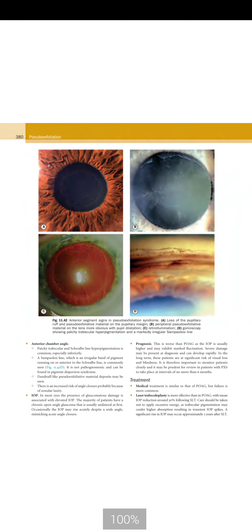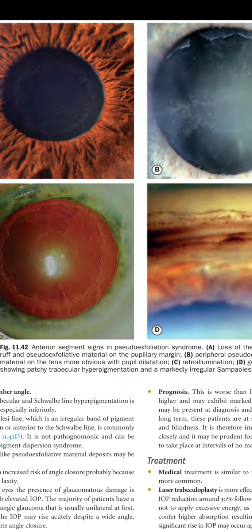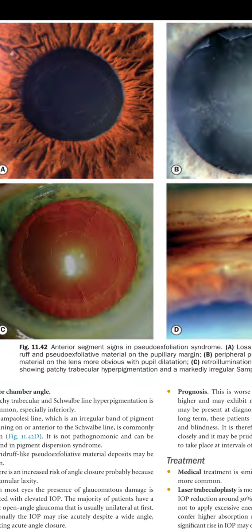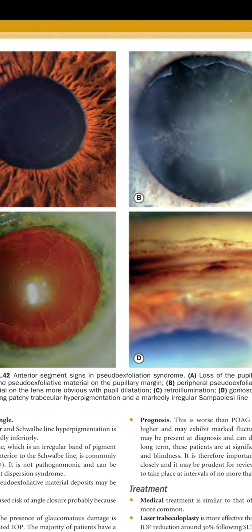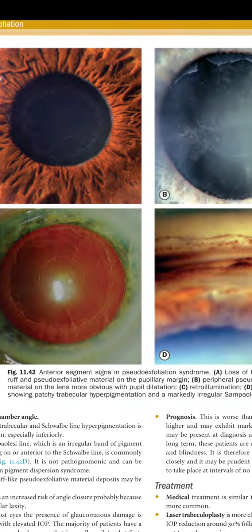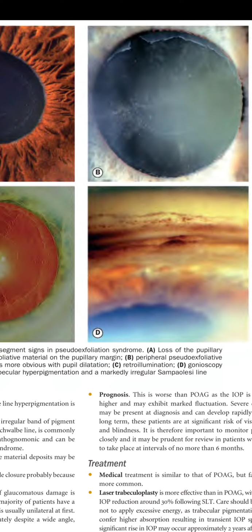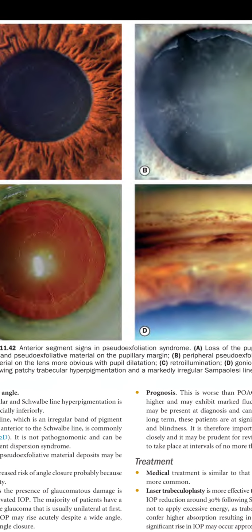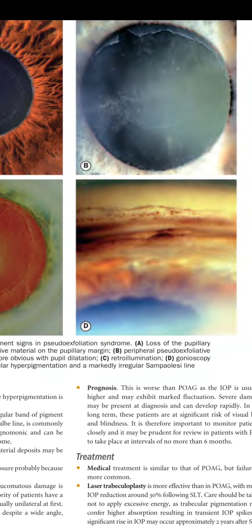So we can see figure 11.4. A is showing us the loss of pupillary ruff and pseudoexfoliative material on the pupillary margin. B is showing peripheral pseudoexfoliative material on the lens, more obvious with pupil dilatation. C is showing us retroillumination. D is showing gonioscopy, showing patchy trabecular hyperpigmentation and a markedly irregular Sampaolesi line. So you can see there is a Sampaolesi line which is anterior to the Schwalbe line.